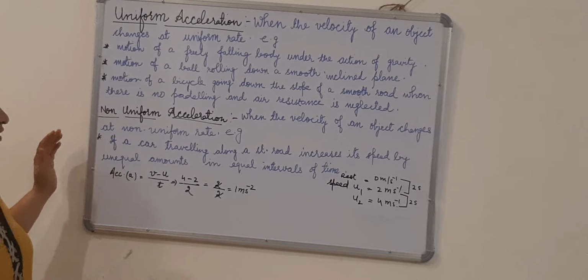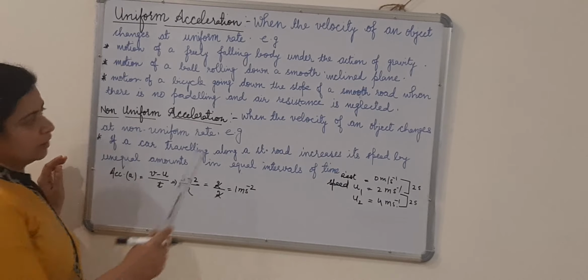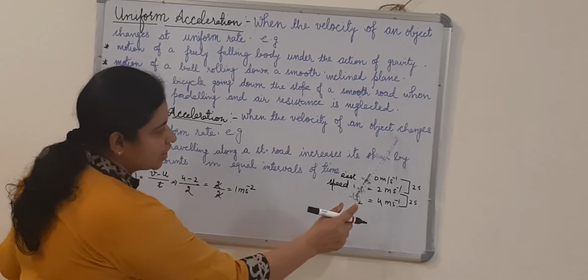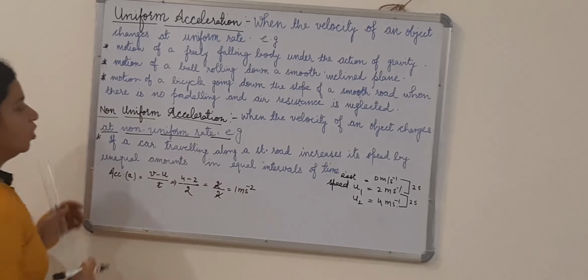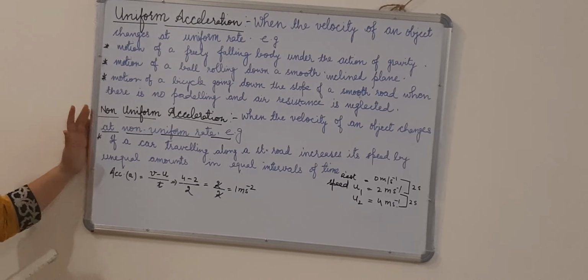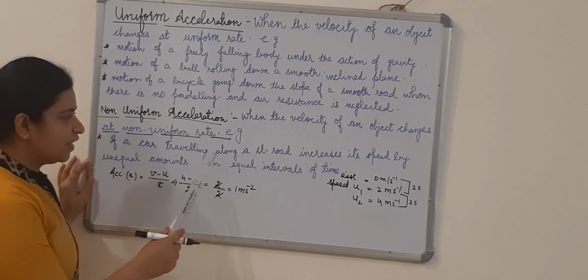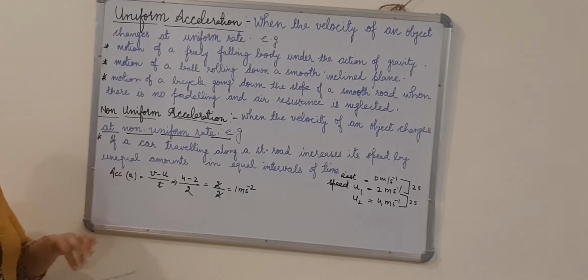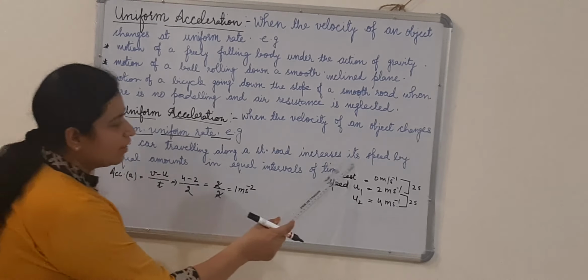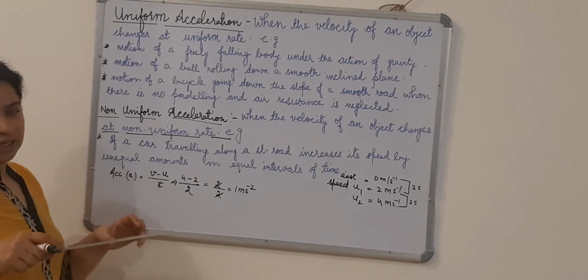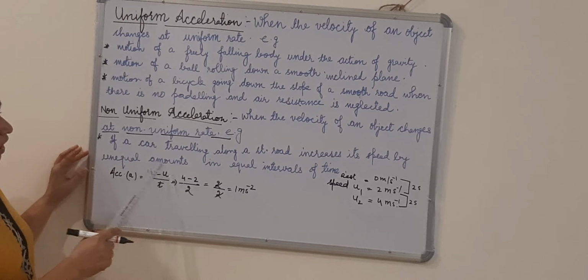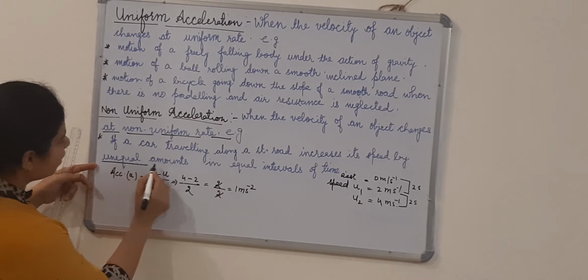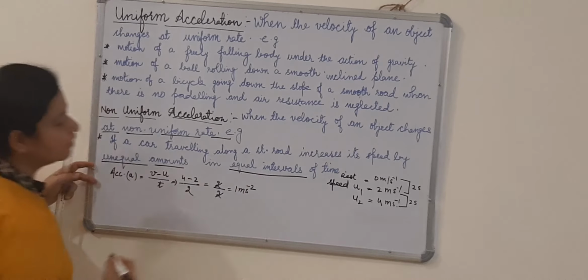Now let us switch over to our next topic, that is non-uniform acceleration. When the velocity of an object changes at a non-uniform rate, then the body is said to be in non-uniform acceleration. For example, suppose a car is traveling along a straight road and increases its speed all the time, it gives acceleration; the speed increases by unequal amounts in equal intervals of time.